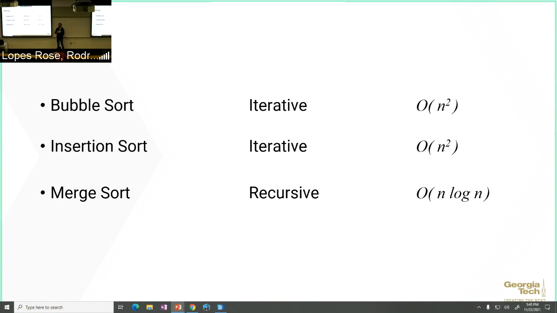Any more questions about merge sort? This is one that's a little bit counterintuitive at times.